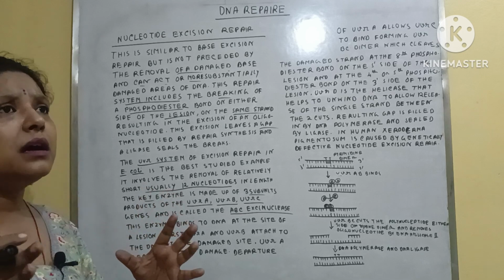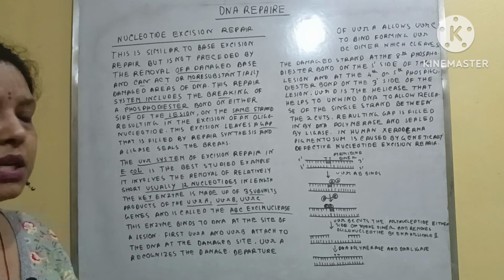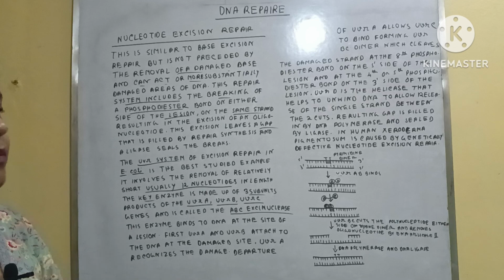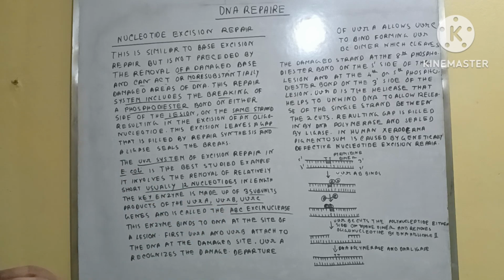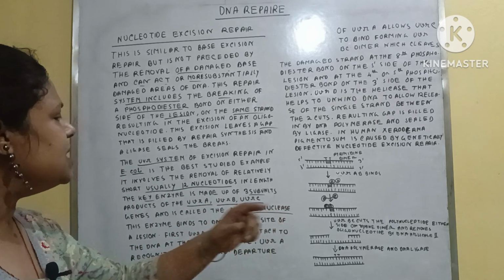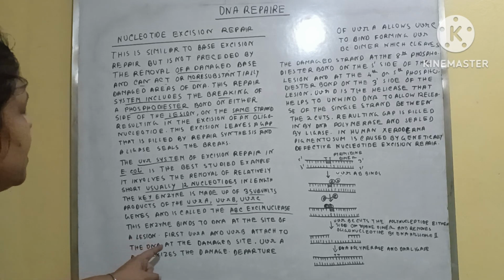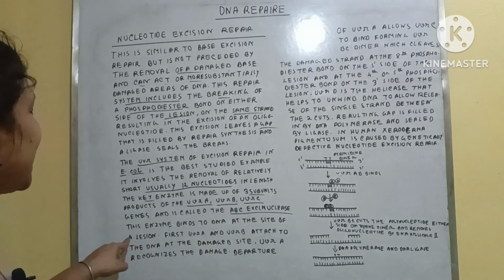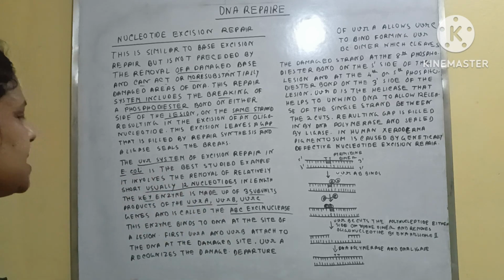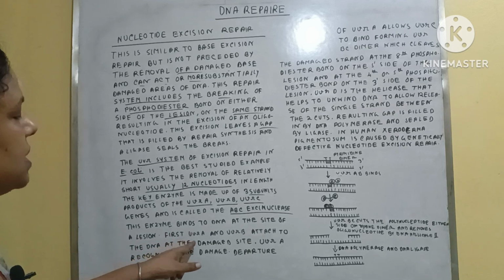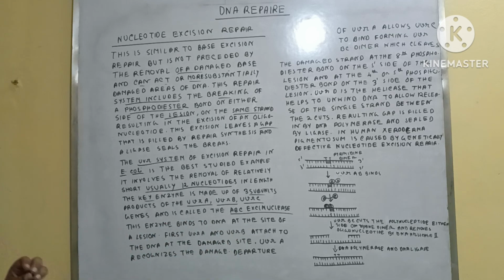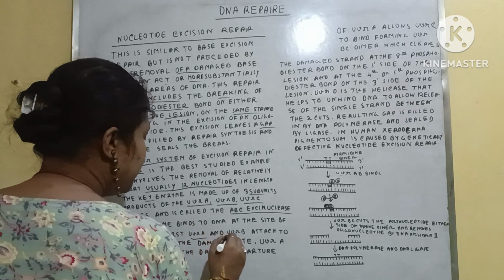which have products. These products help in this excision repairing process, and this enzyme is called the ABC nuclease. The enzyme binds to DNA at the site of the lesion. First UVR A and UVR B attach to the DNA at the damaged site. So which must bind at the damaged site? That is UVR A and UVR B.